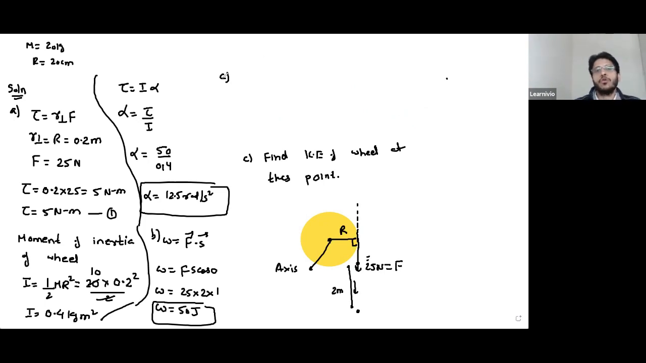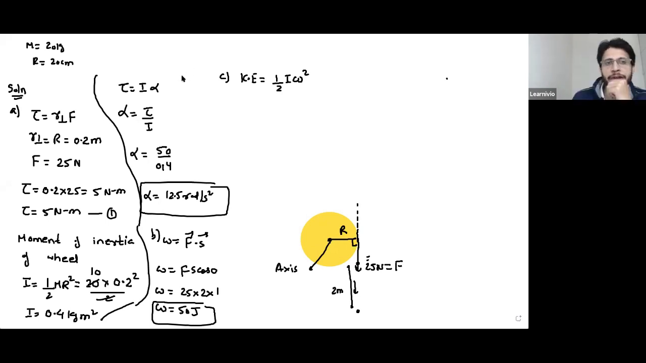Part C. Find kinetic energy of wheel at this point. Now to calculate the kinetic energy of the wheel, kinetic energy of wheel is half I omega square. So to calculate kinetic energy, you need angular velocity. To calculate angular velocity, you can use this relation: omega square minus omega naught square is twice of alpha theta.